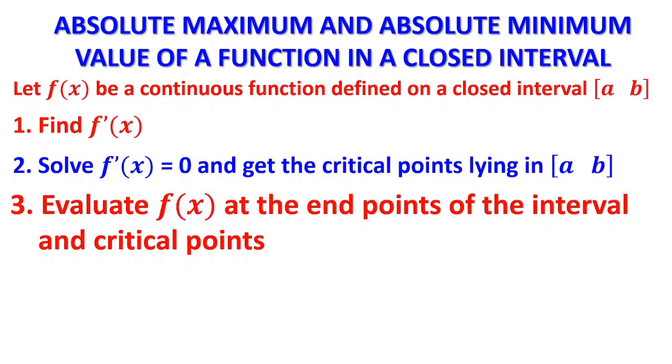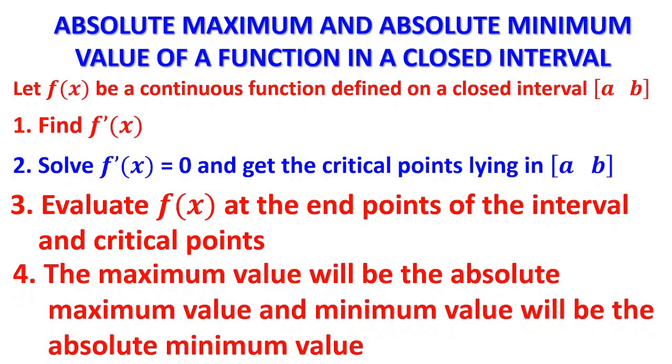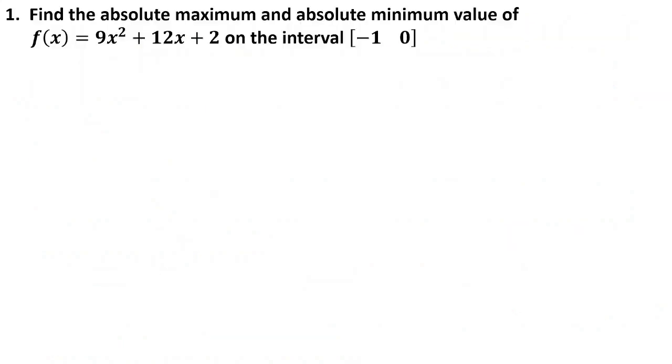But we have to check the value of f of x, not f dash of x. You have to check the value of f of x at the critical points plus the end points of the given interval, and from that you have to select the maximum value as the absolute maximum value and the minimum value as the absolute minimum value.